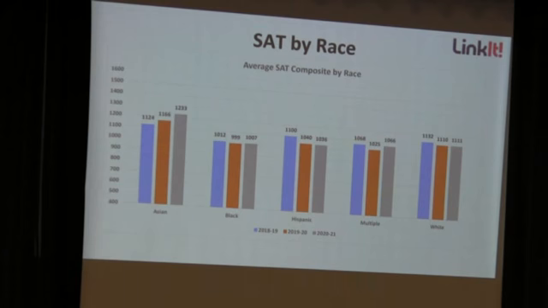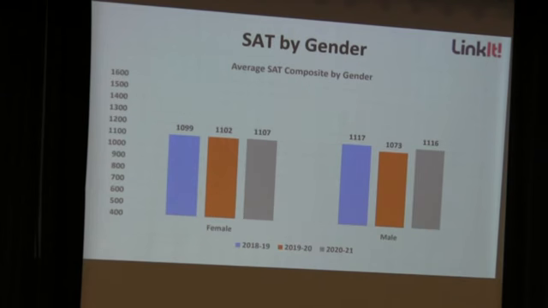When you look at the SAT by race, you can also see, going across to 2021 on the far right, some increases in certain races across multiple years: 18-19, 19-20, 20-21. And then by gender, females on the left and males on the right, starting in 2018 in the blue, and then 2020-2021 on the right. You can see we had some nice growth for both our males and our females.